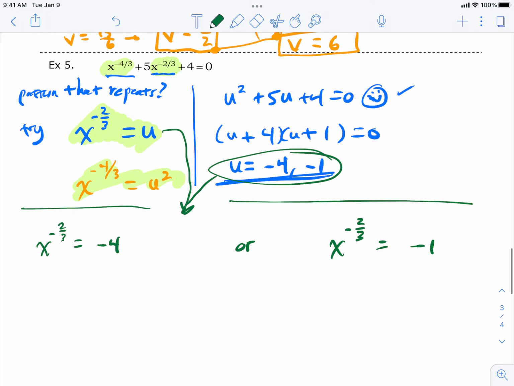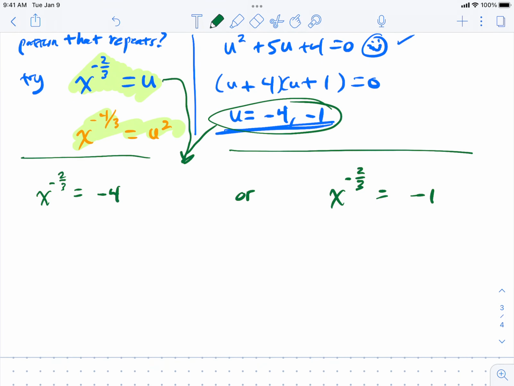Well, one way to do it, let's see, I've got two ways in mind. I'm trying to choose one. I think I'll choose this one. One way to do it is to say, well, what does this exponent mean?